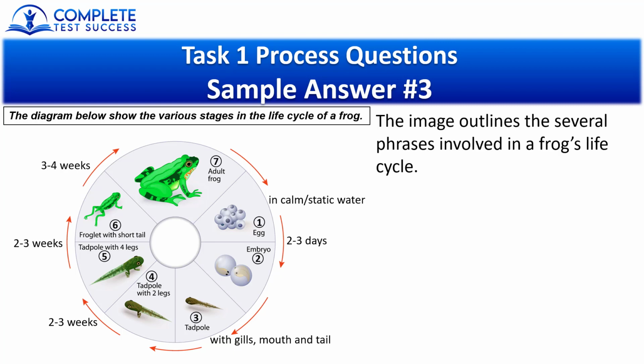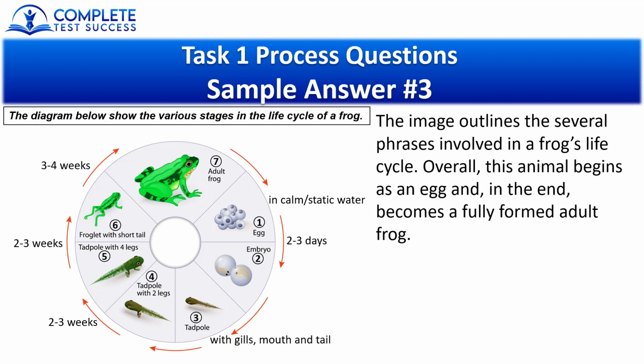The image outlines the several phases involved in a frog's life cycle. Then, like before, the first part of the overview is to say what the first and last steps are. Overall, this animal begins as an egg and in the end becomes a fully formed adult frog. Then we say how many stages there are. This one is numbered, so we just use the highest figure from the question. In total, there are 7 stages.